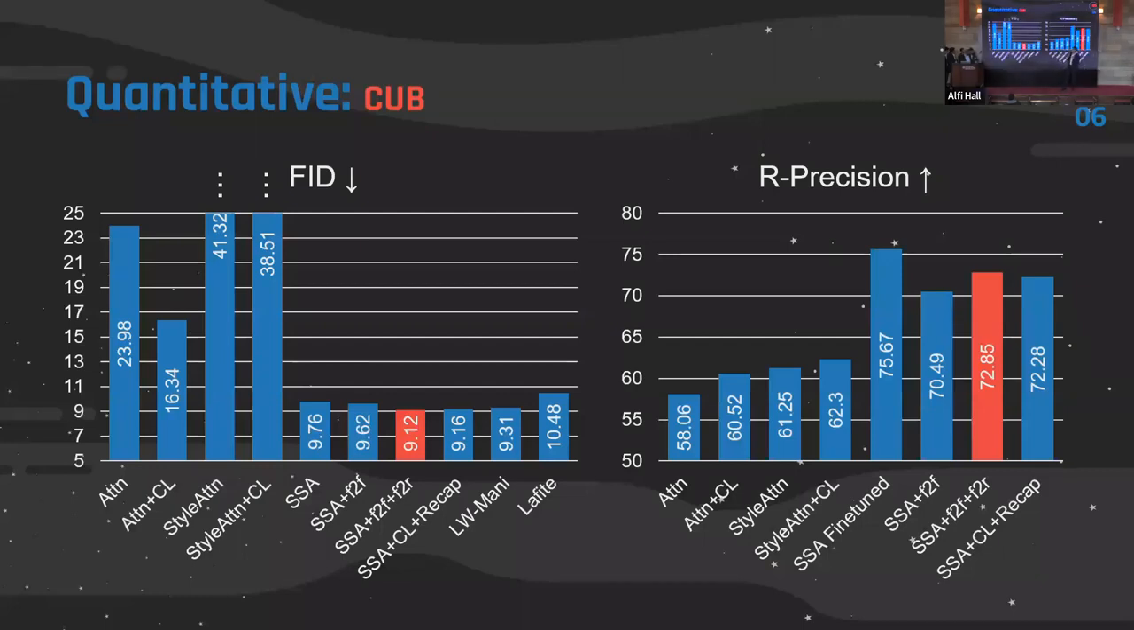Then when we wanted to quantify our results, we wanted to see how well we are doing compared to the literature. To do so, we used FID and R-precision. In the literature, the best result that we found, when we recomputed it to verify the results, was LW-GAN, and it achieved 9.31. The model that we're comparing against is SSA, which had 9.76. Our model, which was the best one, the combination of fake-to-fake and fake-to-real, had 9.12.